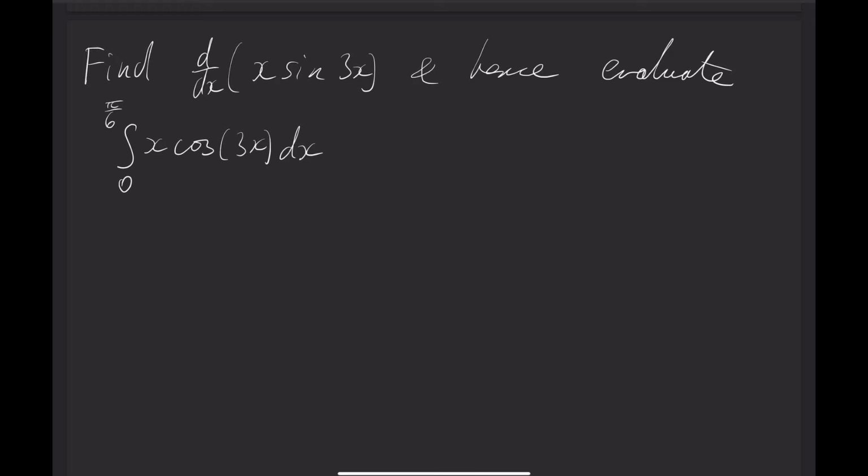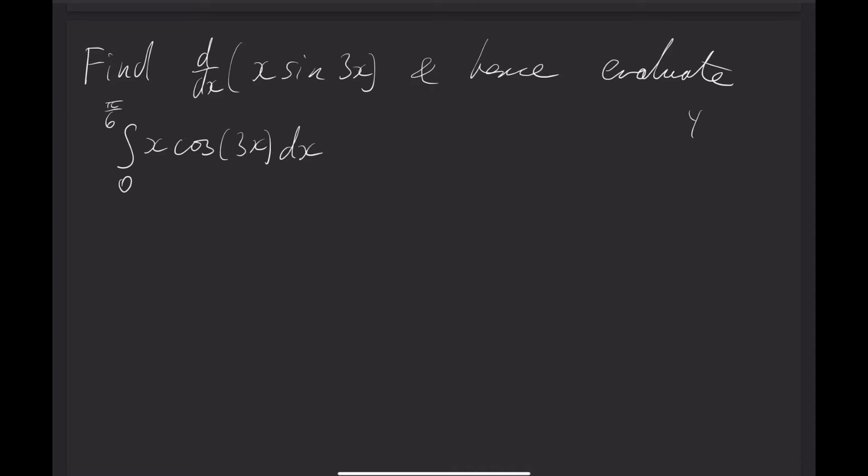All right, this question was sent to me by a Year 12 Methods student. So we want to find d/dx of x sine of 3x and hence evaluate the definite integral from 0 to pi on 6 of x cos 3x. Okay. So this one is kind of a poor man's integration by parts, which will make sense to some of you, but if you haven't heard of integration by parts, that's fine. We'll go through this Methods style.